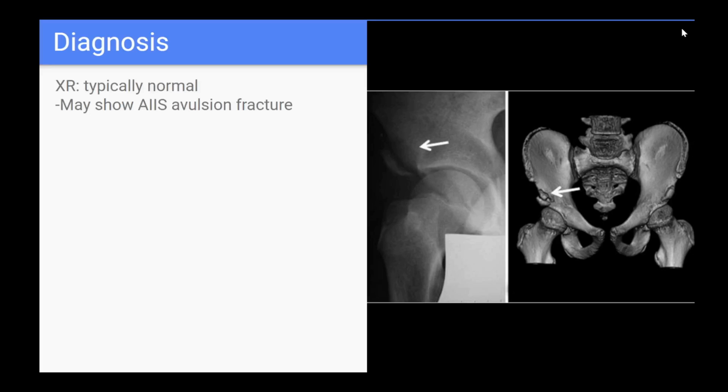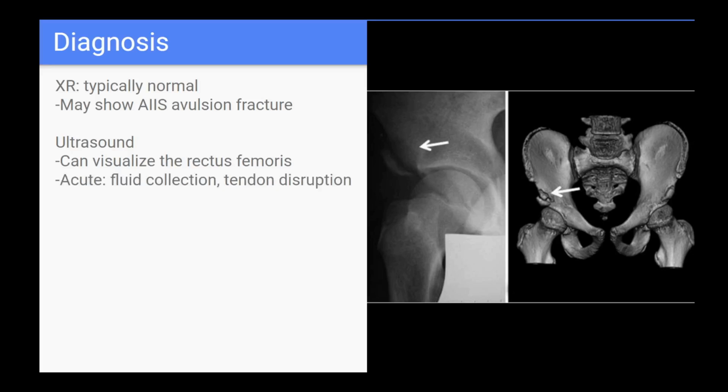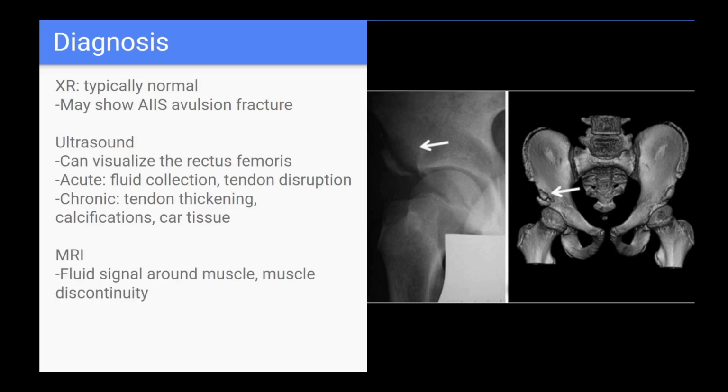Diagnosis, so x-rays are a screening tool, typically normal. Ultrasound is useful. You can ultrasound the rectus femoris. You can compare it to the unaffected limb. Acutely, you're going to find fluid collection, maybe some degree of tendon disruption. In more chronic cases, you'll see tendon thickening, tendon remodeling. You might see calcifications or scar tissue. MRI, probably the imaging modality of choice if you really want to characterize the extent of the lesion. You're going to find signal around the muscle discontinuity, and then you can really characterize the severity of the injury.